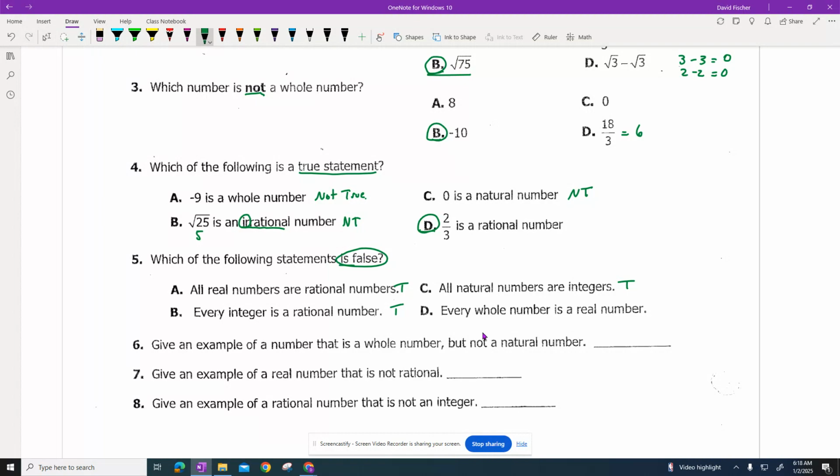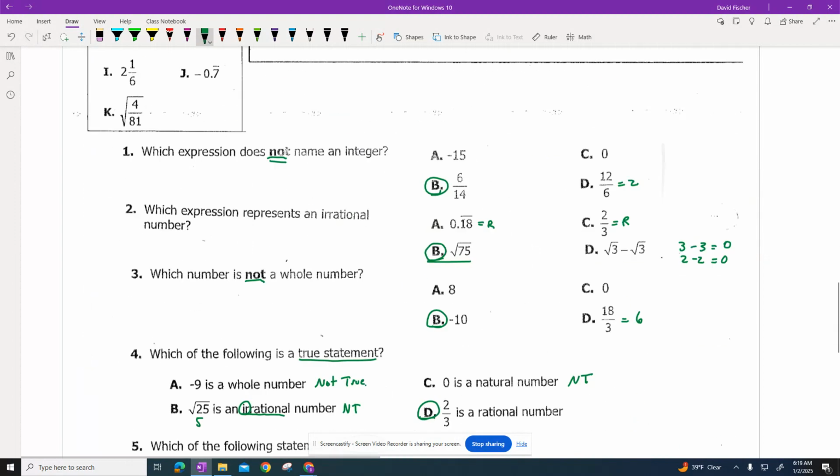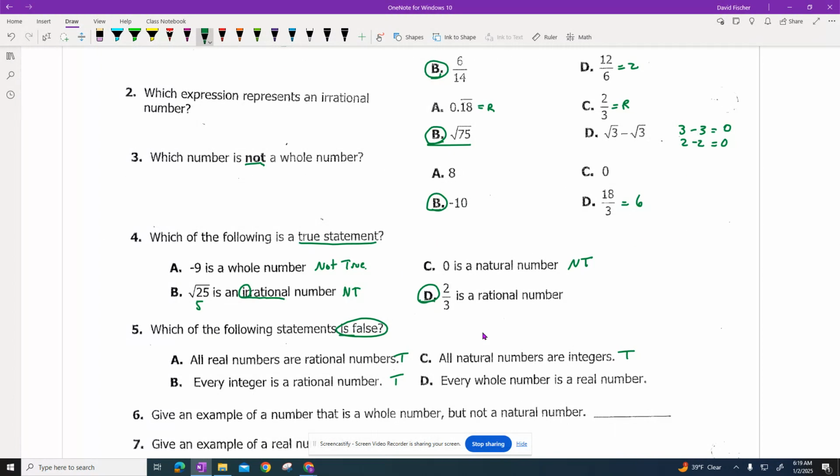All real numbers are rational numbers. Oh, wait, look at A. Even though they said all real numbers, so like 2 is a real number, but 2 is not a rational number. I skipped that one. I read it backwards. All real numbers are rational numbers. All real numbers, so 2 is a real number, but it's not a rational number. So I'm thinking A is false.